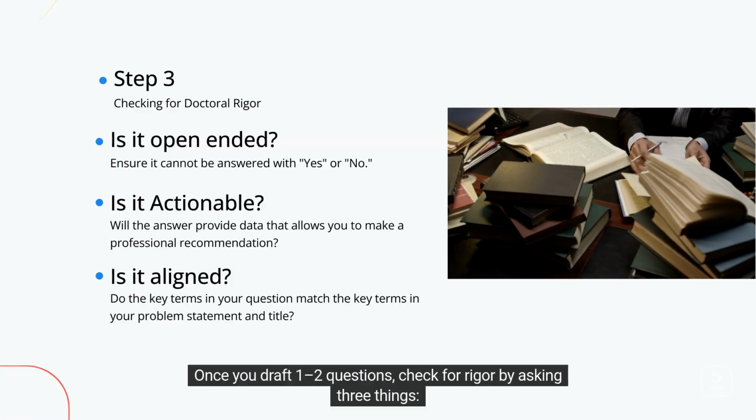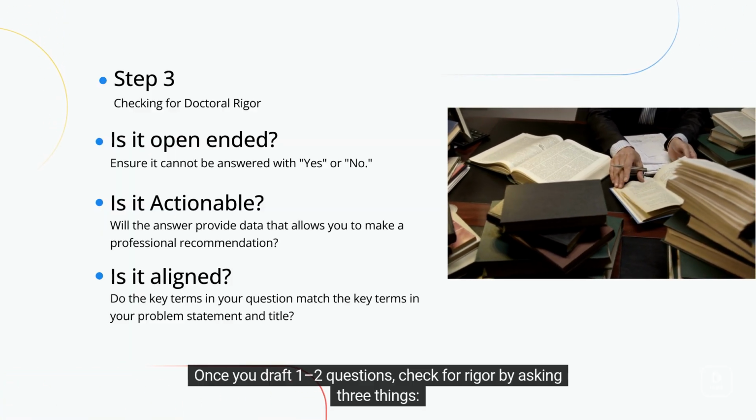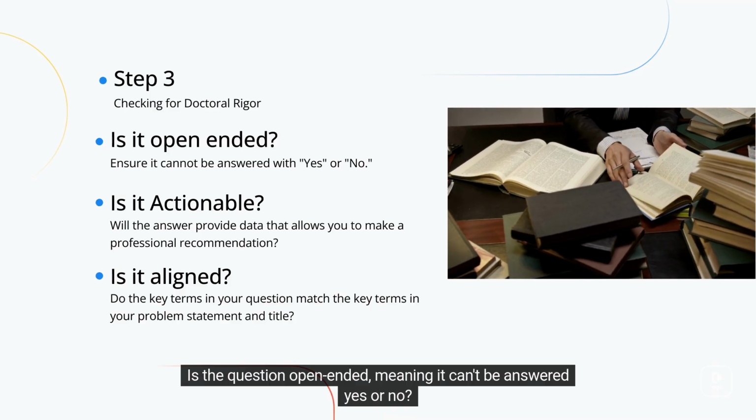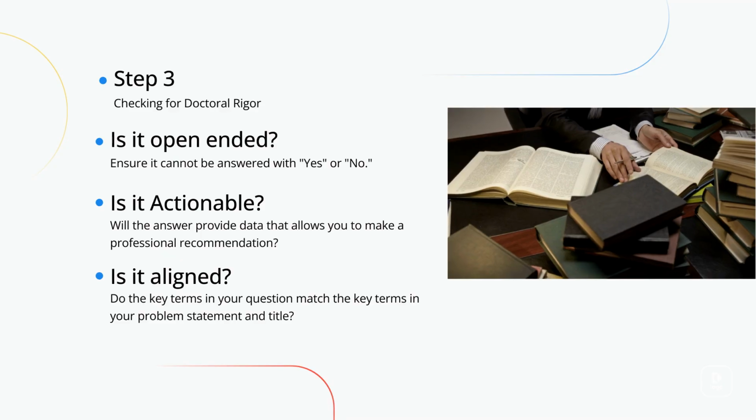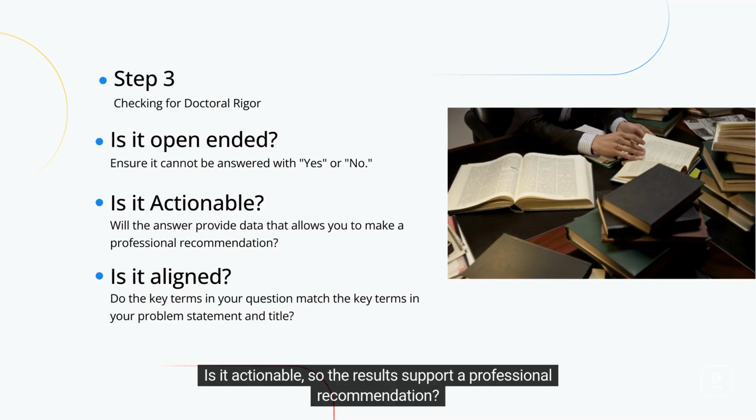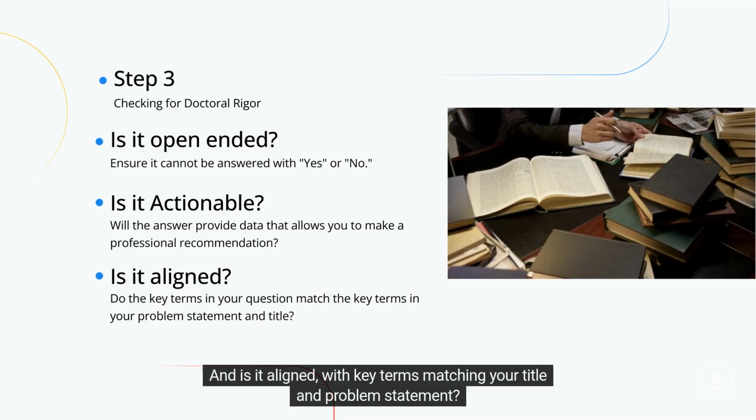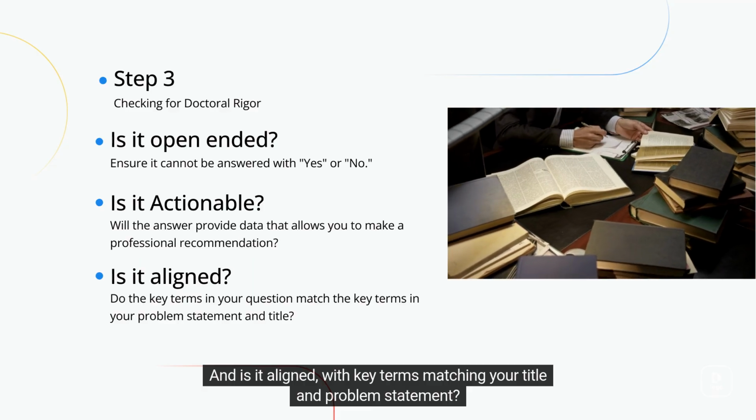Once you draft 1 to 2 questions, check for rigor by asking 3 things. Is the question open-ended, meaning it can't be answered yes or no? Is it actionable, so the results support a professional recommendation? And is it aligned with key terms matching your title and problem statement?